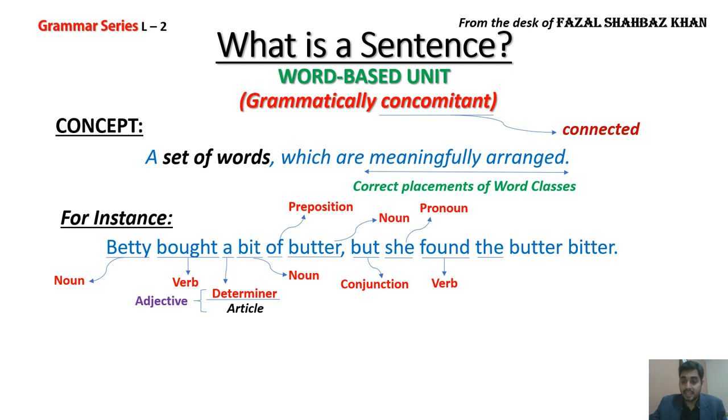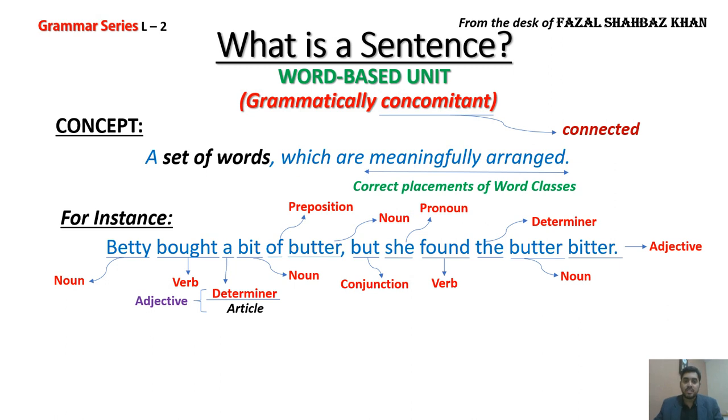Then we have "the" again, and this time it is a replacement of "a", and that once again is a determiner. An article or an adjective can be referred to again as such. "Butter" once again is a noun. "Bitter" is a describing word, and it describes a noun. It describes butter really, and that is an adjective.